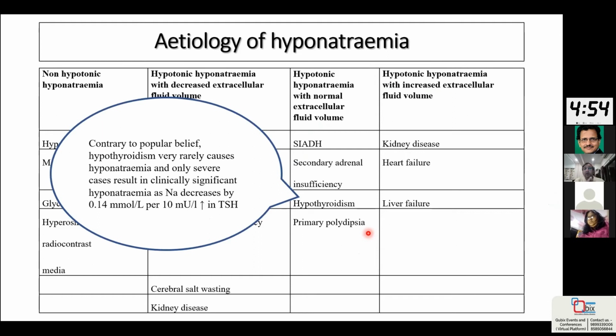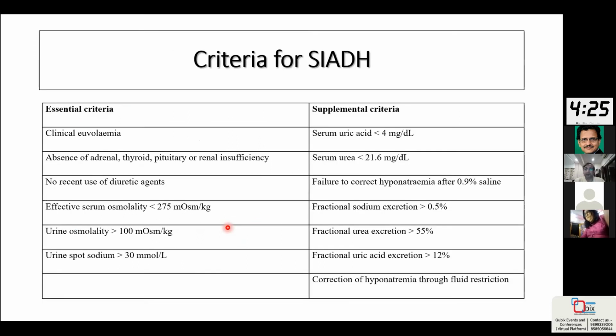Now, hypothyroidism. Again, contrary to popular belief, hypothyroidism very rarely causes hyponatremia, and you cannot put somebody having a TSH of more than 100 and severe hyponatremia and say that is the cause of the hyponatremia, because it only rarely causes clinically significant hyponatremia. Sodium decreases by 0.14 for every 10 units of TSH. So if the TSH goes up by 100, your sodium will reduce by only 1.4. So it is not what popular belief suggests.